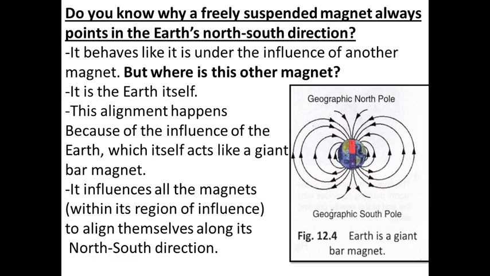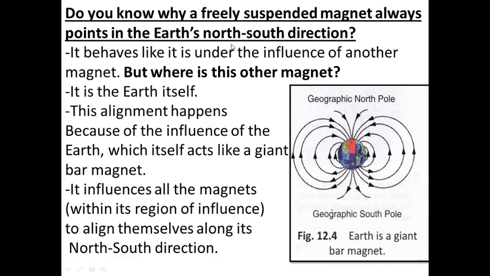A freely suspended magnet responds to the magnetic force of the earth and then points in the north and south direction. Understood? This property of a magnet is used to make a compass. The needle in the compass is actually a magnet, and that's why it shows the north and south direction. No matter where you place the compass, its needle will always point in the north and south direction. Understood? See the reason I have given, and you have to learn that reason.